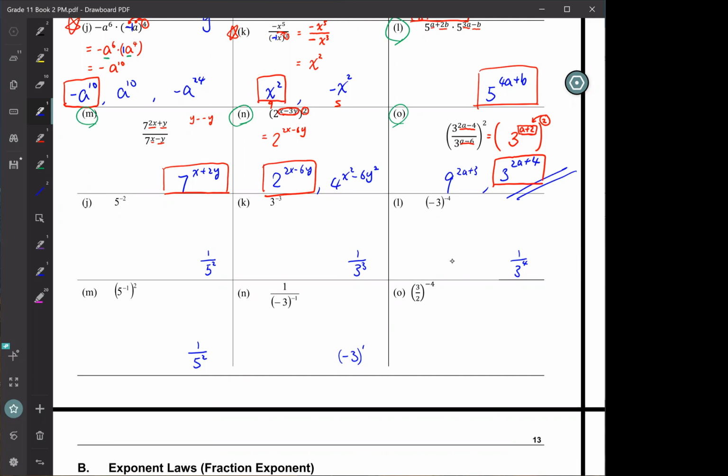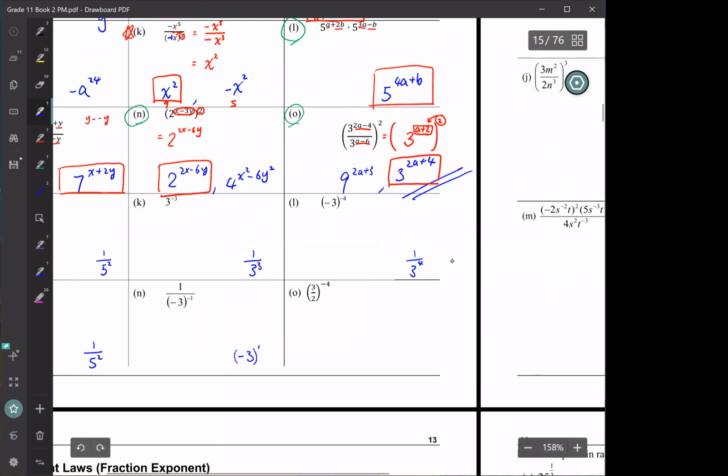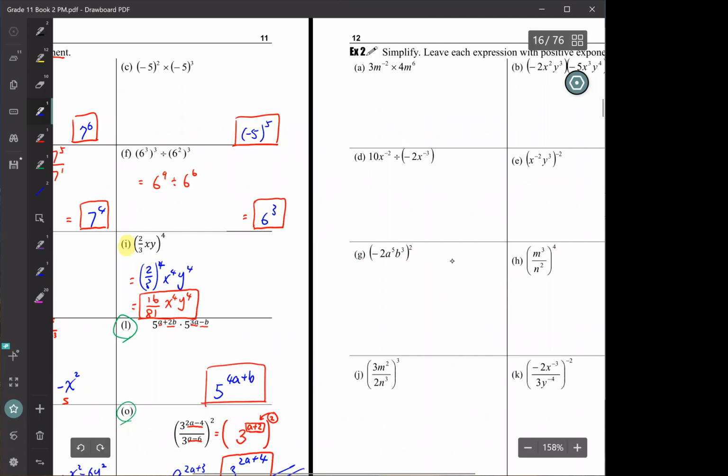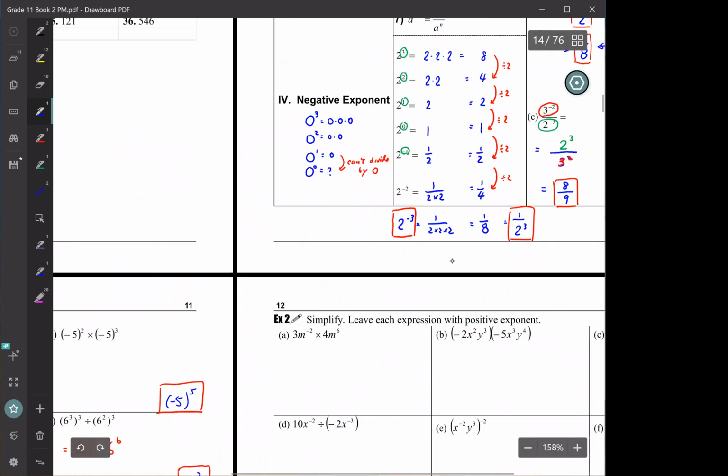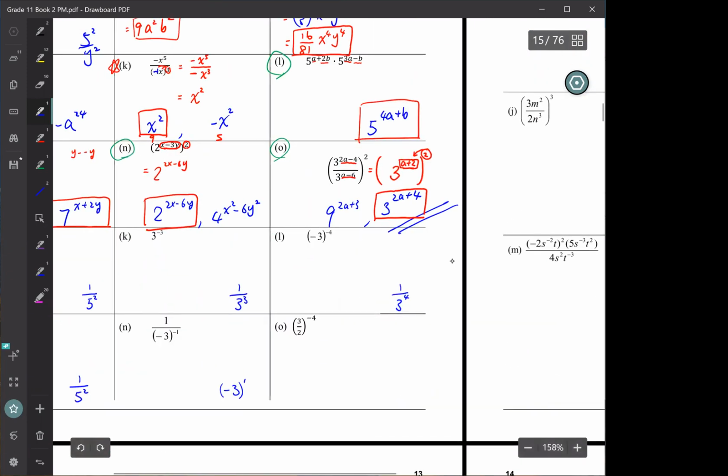I think is it 3? Wait. This one I'm not quite sure. This one, maybe you can look at the example. Can you tell me which one it looks similar to, A, B, C, D? Which one does it look like? D, right? Looks like D. So you follow the same steps as D. And then you try again. Okay, let me know.